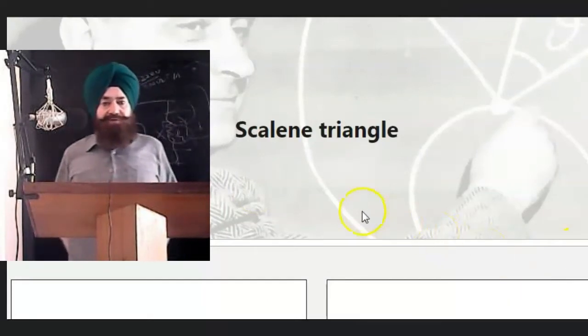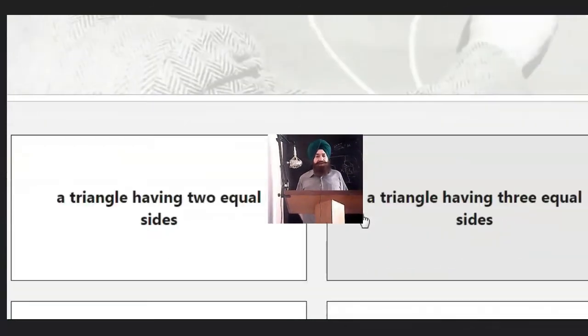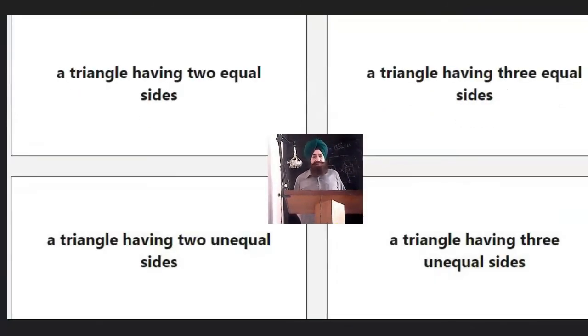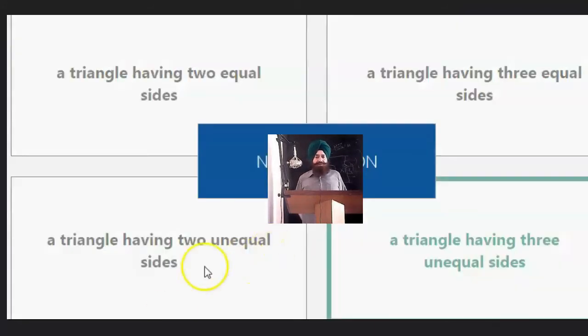What is a scalene triangle? Okay, the choices are: a triangle having 2 equal sides, is it a scalene triangle? A triangle having 3 equal sides, is it a scalene triangle? A triangle having 2 unequal sides? A triangle having 3 unequal sides? Time starts now. So this is the correct answer: a triangle having 3 unequal sides is called a scalene triangle.